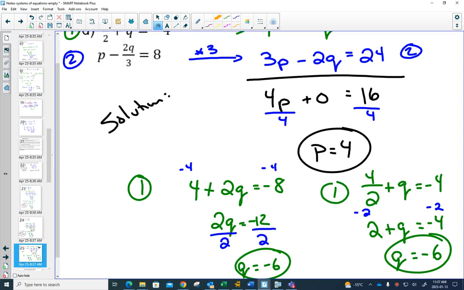Our solution, which is P first, then Q. Sometimes if it's not X and Y, in my solution, I like to write my coordinate first with the variables, just to remind someone that P is first, then Q, right? If all of a sudden your alphabet fails you, you don't know which letter comes first.